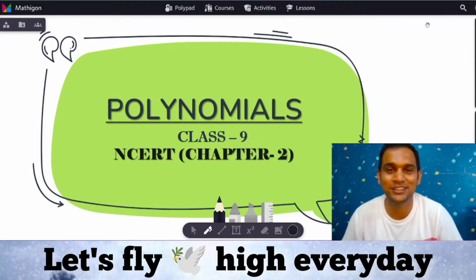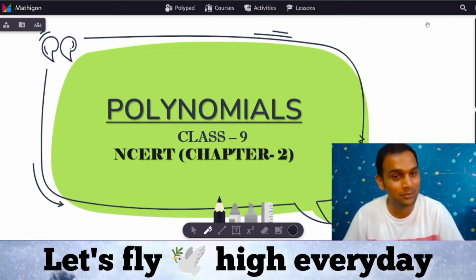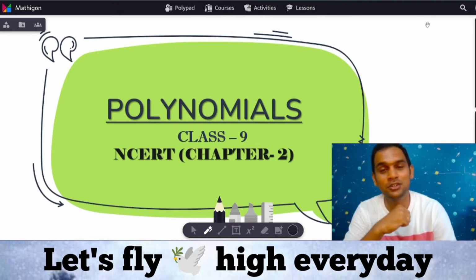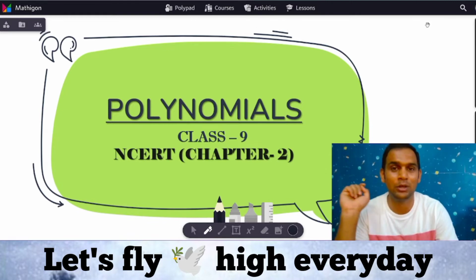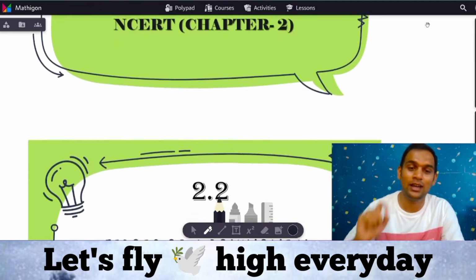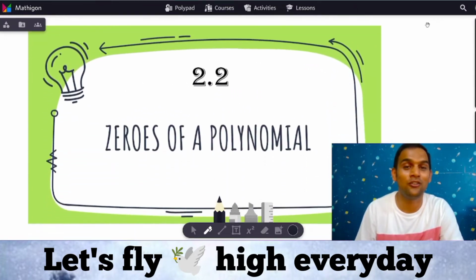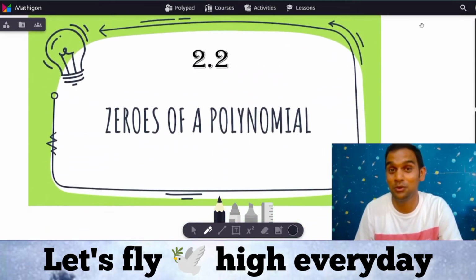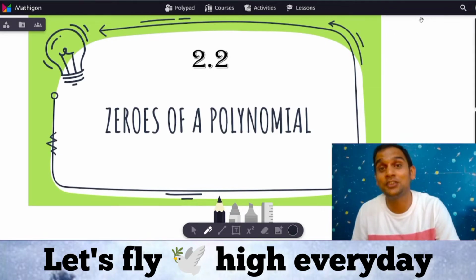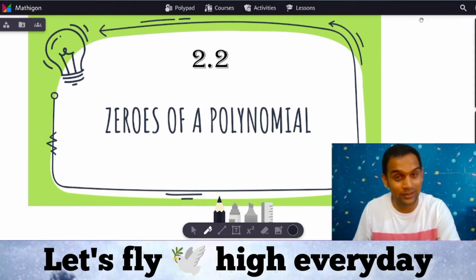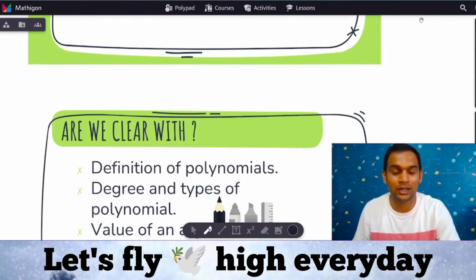We are discussing chapter number 2 of NCERT Mathematics, Polynomials. We have already discussed the introduction of this chapter. Today we are going to proceed to the first topic of this chapter, that is called zeros of a polynomial. Now, what do we understand by zeros of a polynomial? They are also called roots of a polynomial. What does that mean, and how do we understand that? Let's get into the topic.